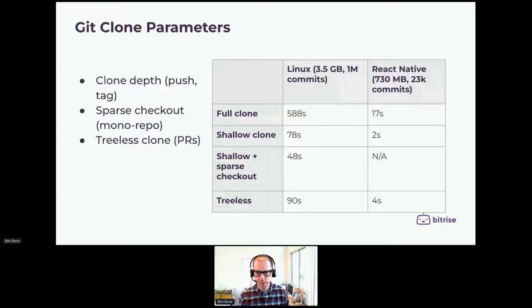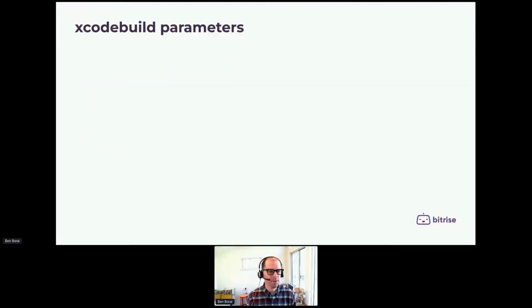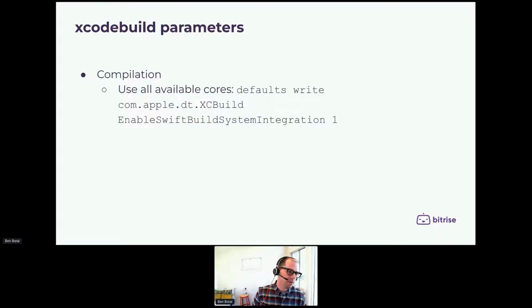All right, so next up is Xcode Build. So this is for our Apple developers. And the first thing is a setting for compilation. In Xcode 13.2, Apple released a feature which is still experimental, so you have to opt into this. But if you opt in using the command on this slide, then you will enable the Swift compiler to use all the available cores on your build machine.